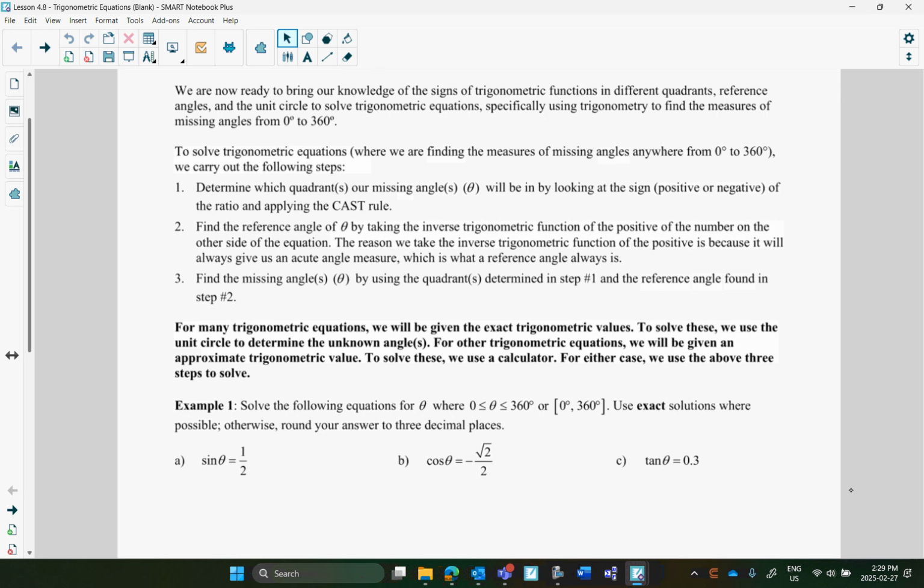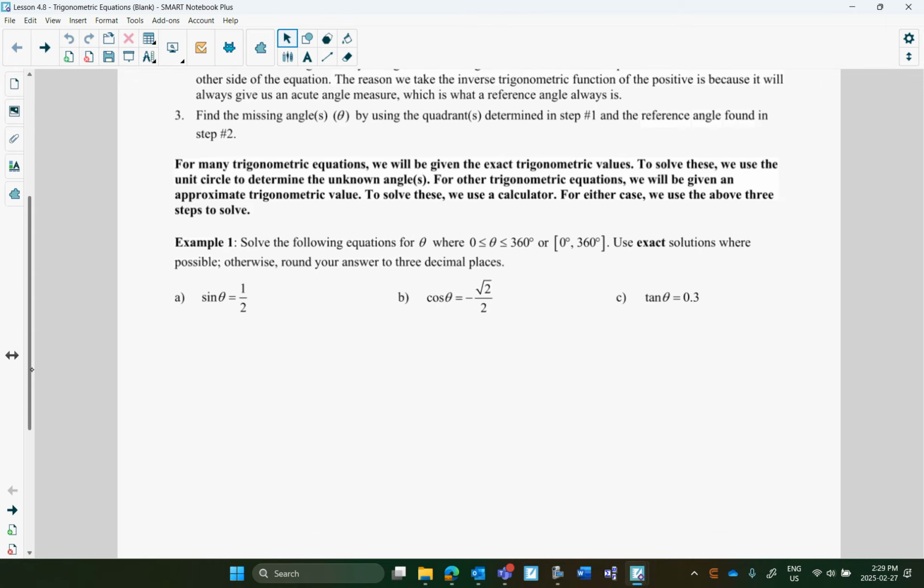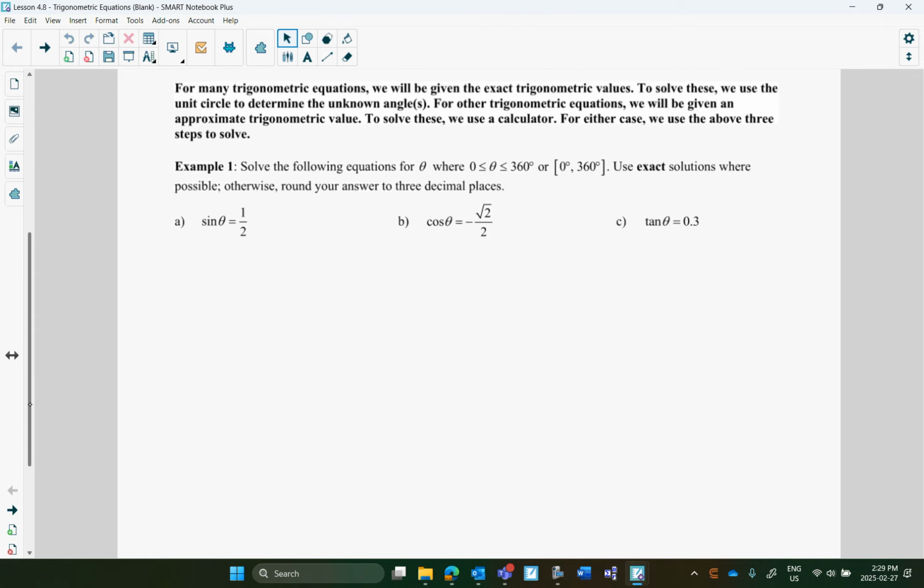Now, when we solve, there could be more than one answer. In fact, most times there will be more than one answer. Okay? Sometimes you don't need a calculator. You can use the unit circle.